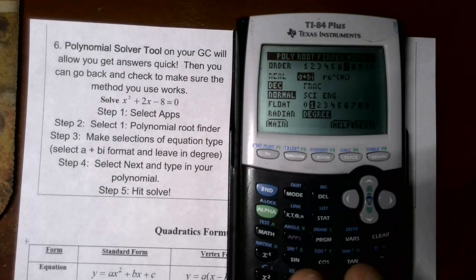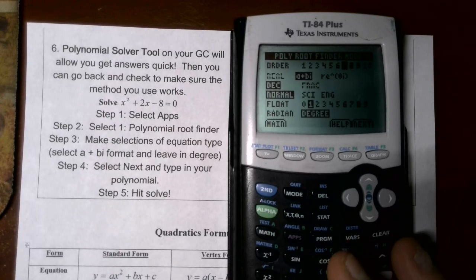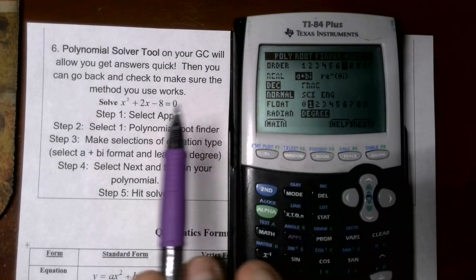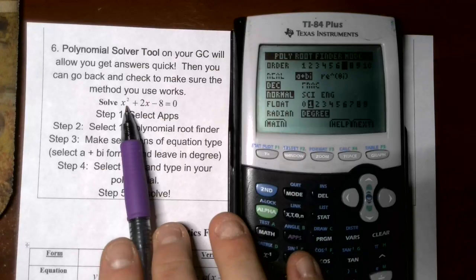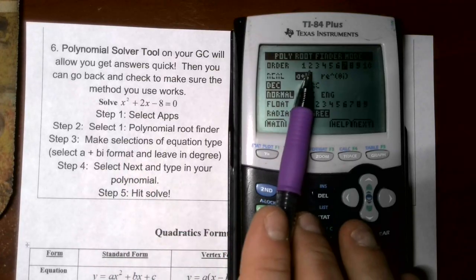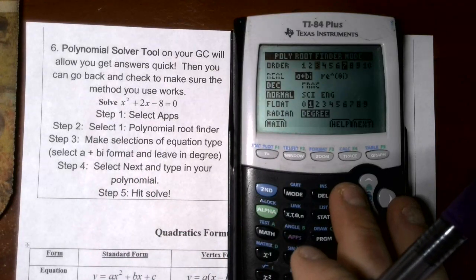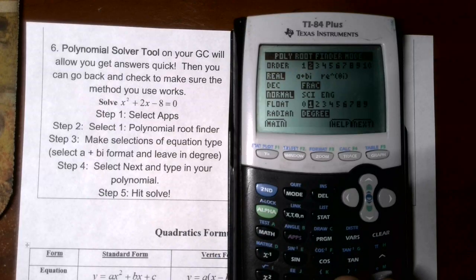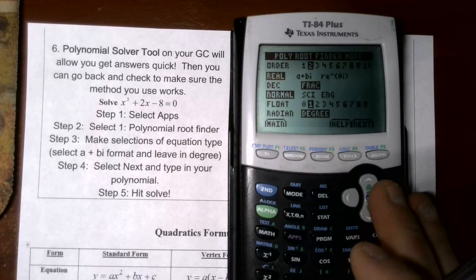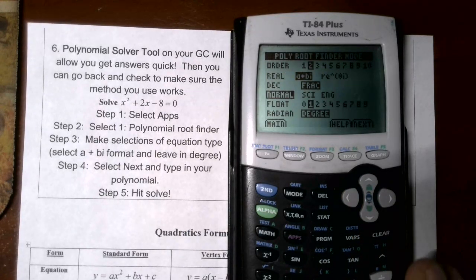And this screen pops up with some setting options. Okay, so the order is the degree of the polynomial. So it's a second degree. So I need to make sure that 2 is highlighted. I want to make sure my answers are in a plus bi format.